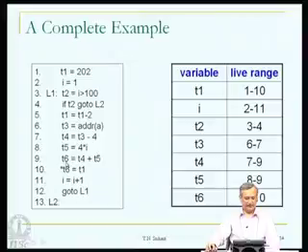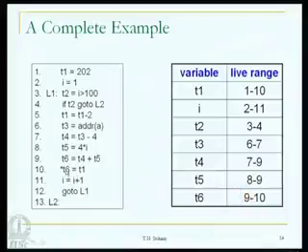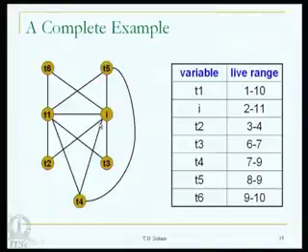T5 is 8, 9. So, T5 is defined here and used here, and that is all, and T6 is 9, 10. So, T6 is defined here, and star T6 means you read T6 and then do indirection. So, this is really usage of T6. So, this is the live range of this particular variable T6.